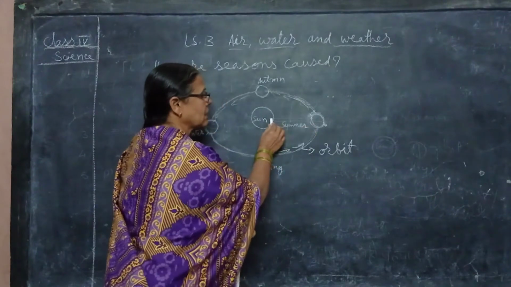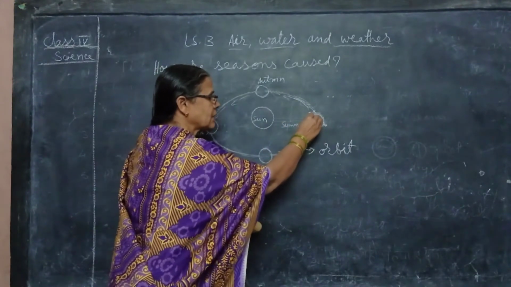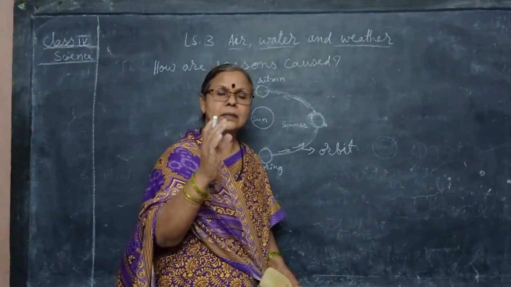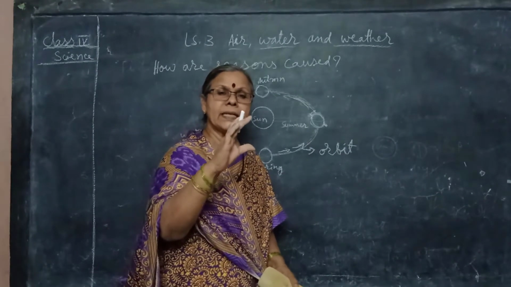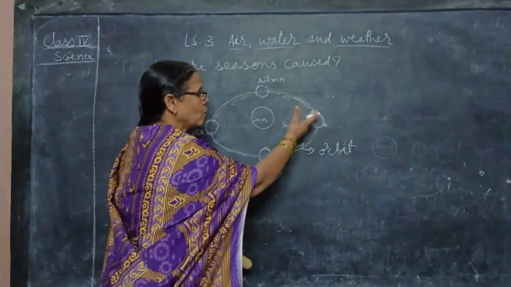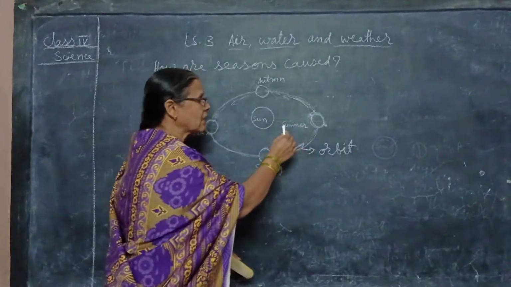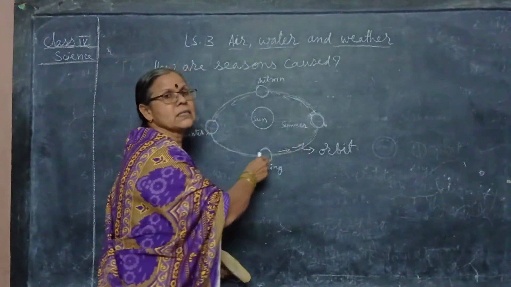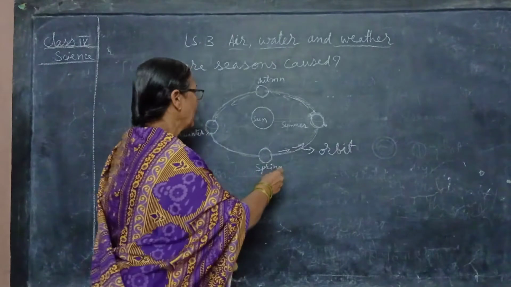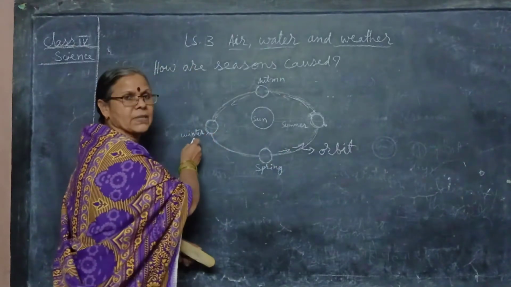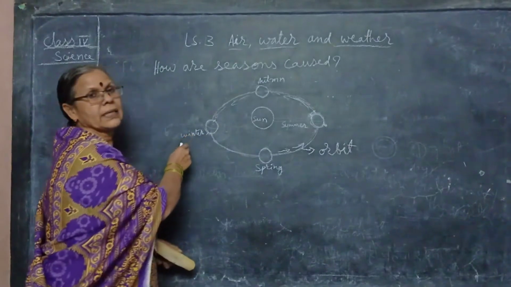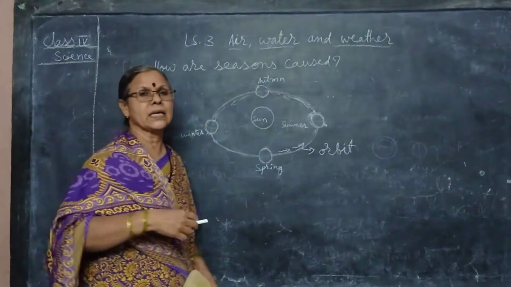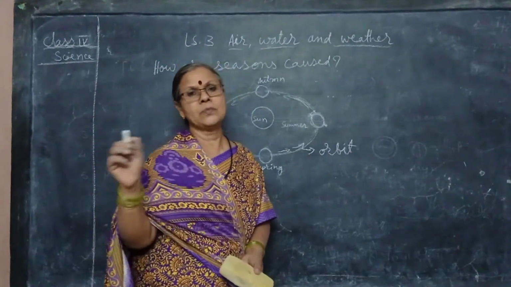So this is the North Pole and this is the South Pole, and the earth is revolving slightly tilted. Earth is slightly tilted, and in that way it is moving. So whichever part comes in front, faces towards the sun, that part has summer season, and whichever part is away from the sun, that part has winter season. All the countries do not have the same season.